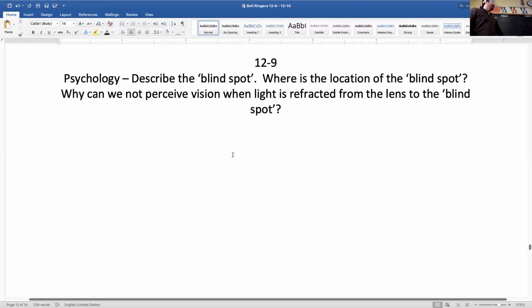So yesterday I showed you guys with the book. Obviously, it didn't work out for you guys. Feel bad. Usually it does. Works for me anyway. And how when light is refracted, when it is reflected back to the retina onto the blind spot, we can't visualize it. We can't see it. We can't perceive it.